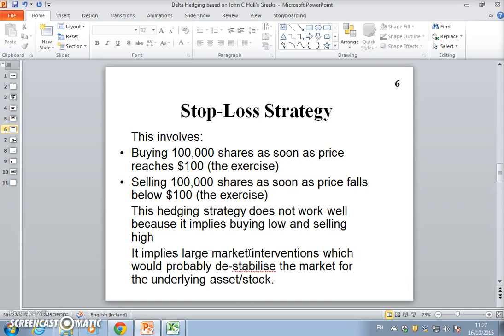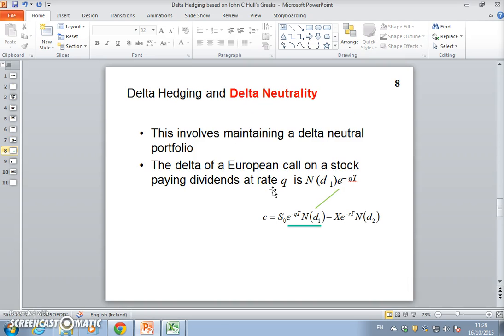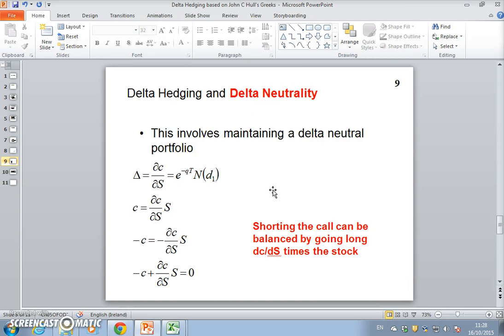So these types of strategies tend to have problems. One possibility, even if we weren't familiar with delta hedging, is to have some kind of more incremental, gradual change in stock position. Delta hedging sets out a framework where you make small market interventions, much smaller than the stop loss strategy proposed here.